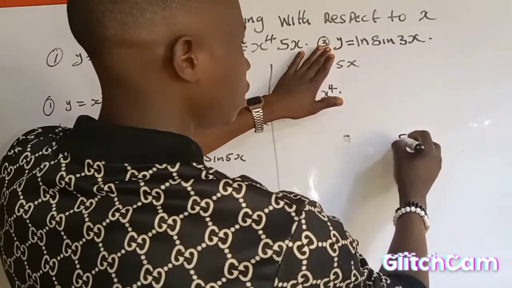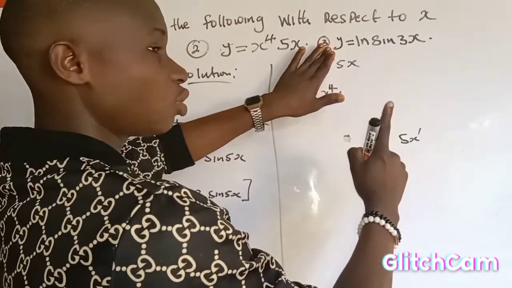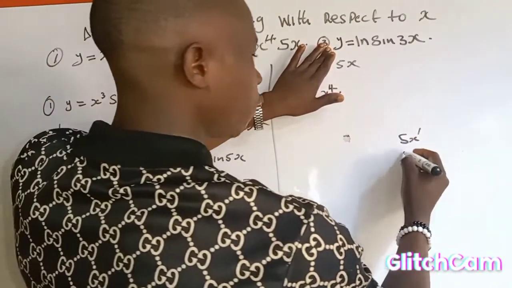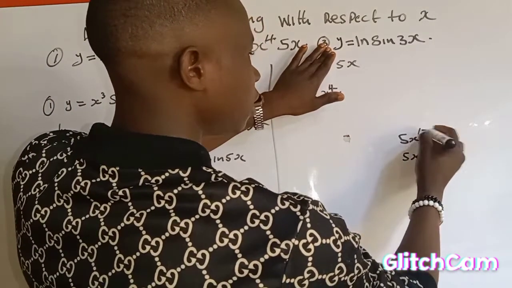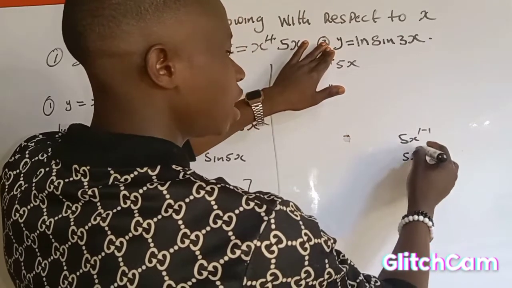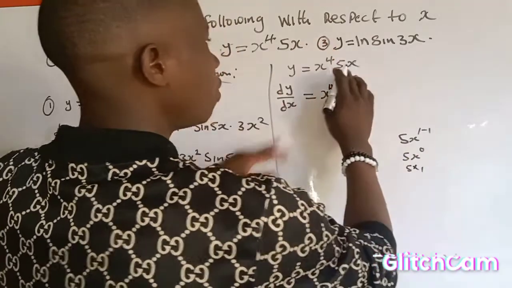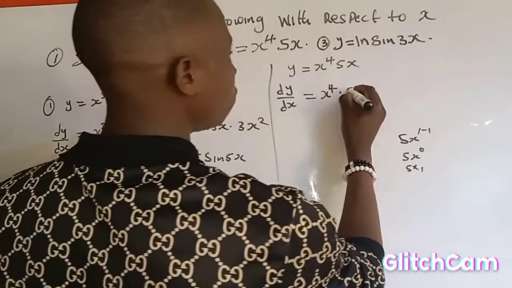If you want to differentiate 5s, remember this 5s is raised to the power of 1. 1 multiplied by 5 will give me 5. Then s, take away 1 from 1, it will give me 0. And any number raised to the power of 0 is 1. So 5 times 1 gives me 5. So the derivative of 5s is 5.